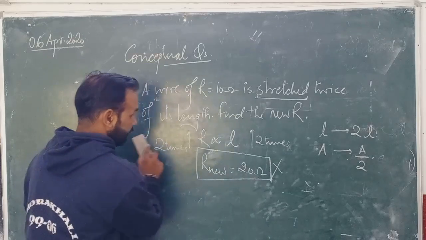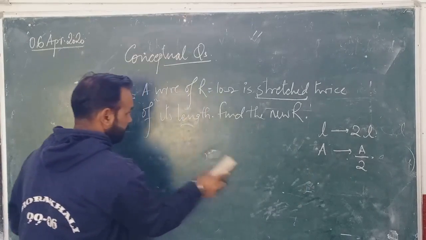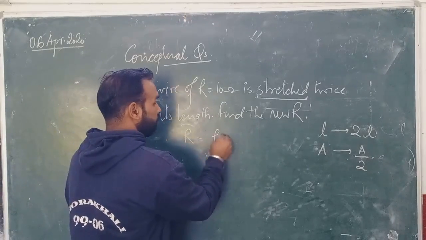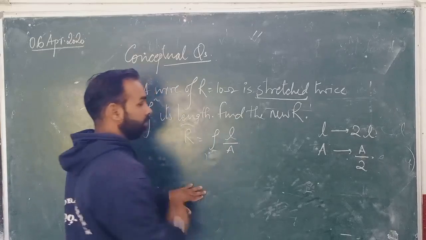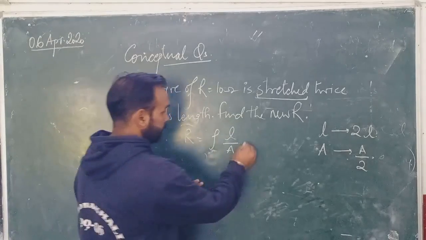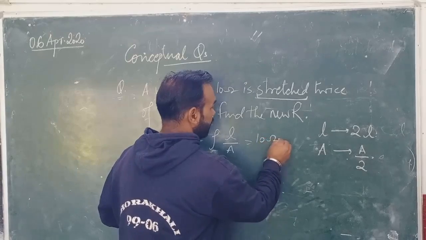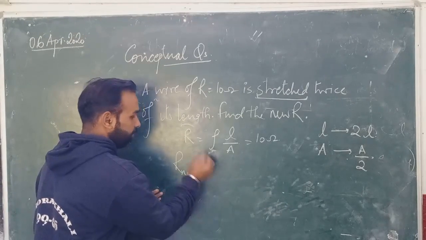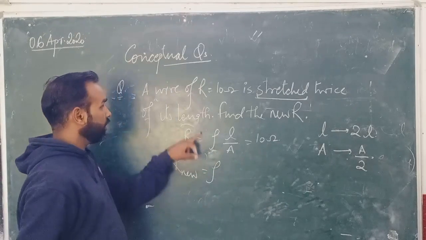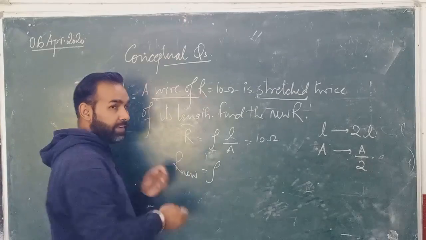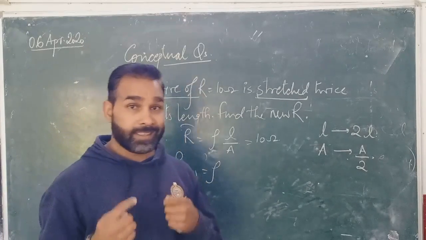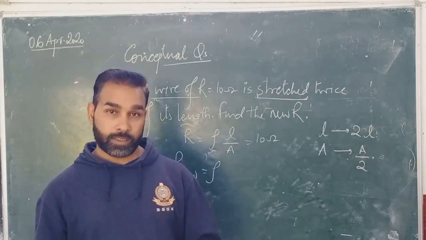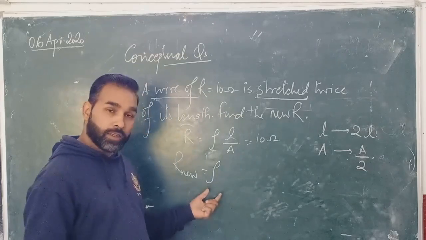So what will be the thing that R is equals to rho L upon A. So this value is given to you. So R new will be equals to rho, which will remain the same because the same wire is stretched. I told you that resistivity does not depend upon length and area of cross section. So it will remain the same.